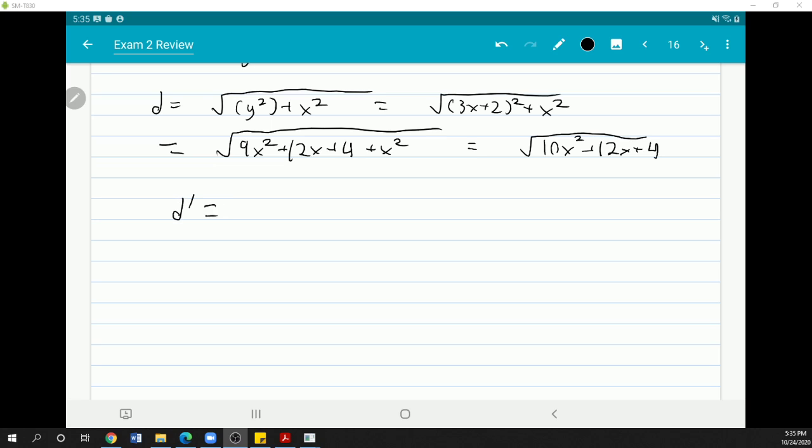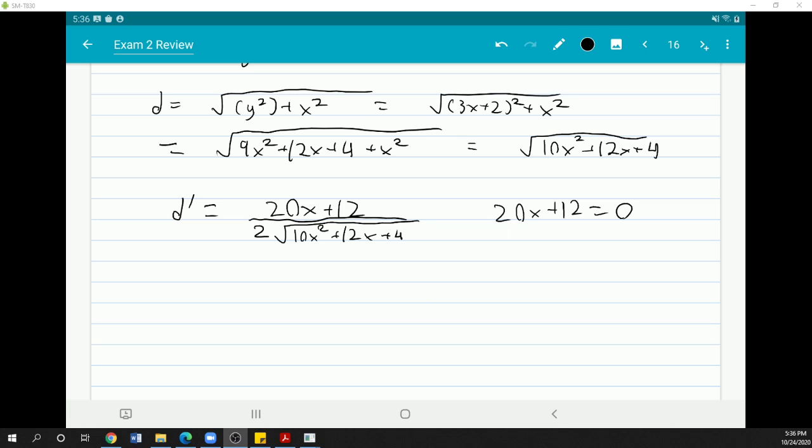d prime is equal to 1 over 2 root of this stuff, by chain rule, 10x squared plus 12x plus 4, and then times the derivative of the inside, which is 20x plus 12. So now I say 20x plus 12 is equal to 0. And I note I don't have to worry about the denominator, because the square root of all that stuff is always going to be positive. Or at the very least it might be 0 somewhere, but that won't be an issue.